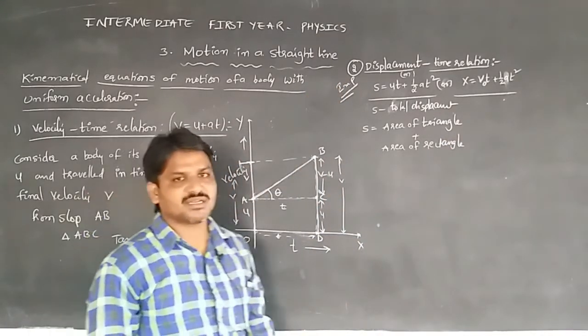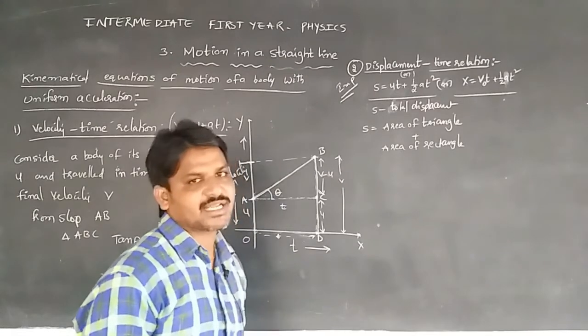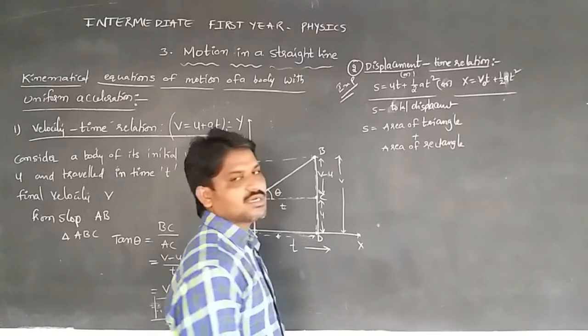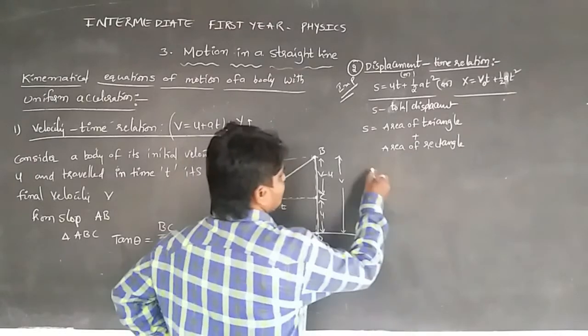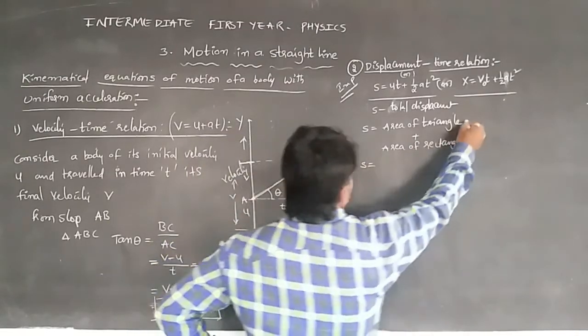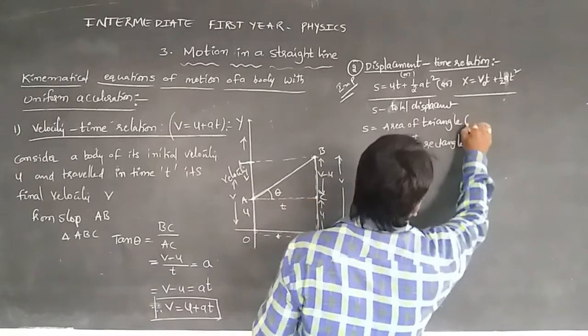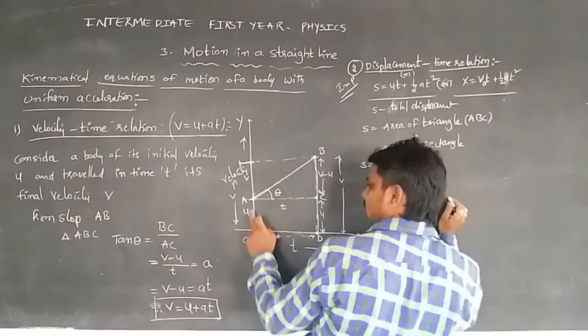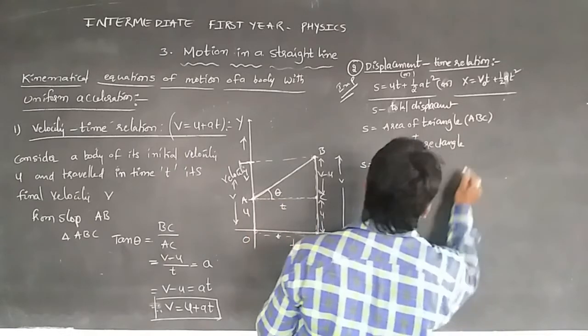We know the mathematical formula for the area of a triangle and the area of a rectangle. What is the area of a triangle? Area of a triangle means half into length into breadth. So S is equal to, the triangle here is ABC. Here the rectangle is OACD.